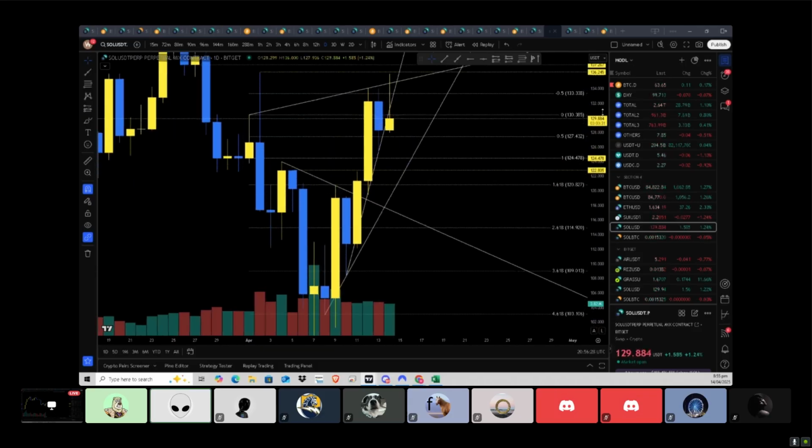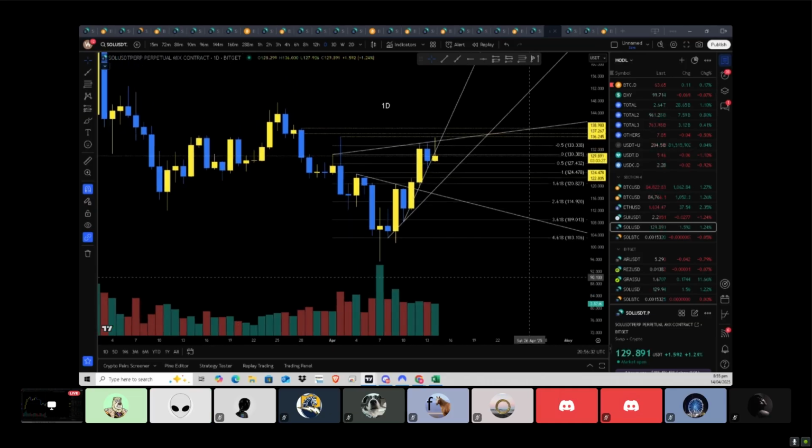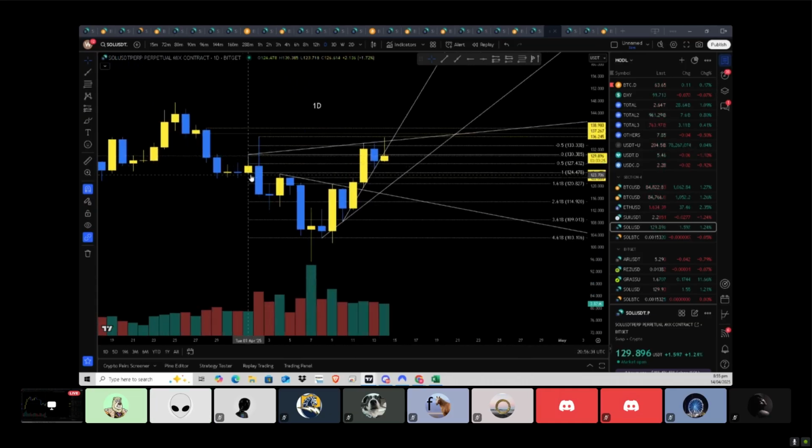Yeah, so that's our Sol 1 day. We had a range over here, came up into the hold level, closed, created a reverse trend, shorted the reverse trend. That was the 134 entry-ish on the short.